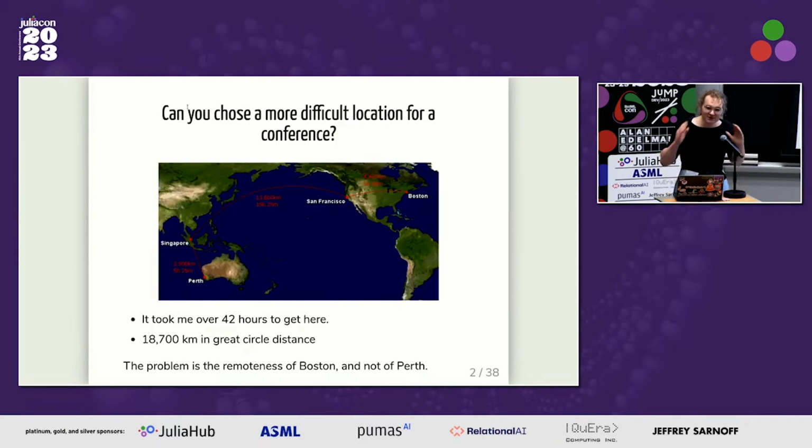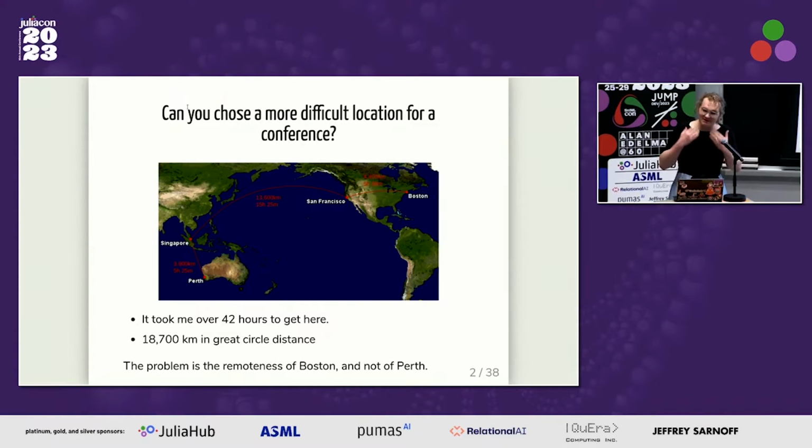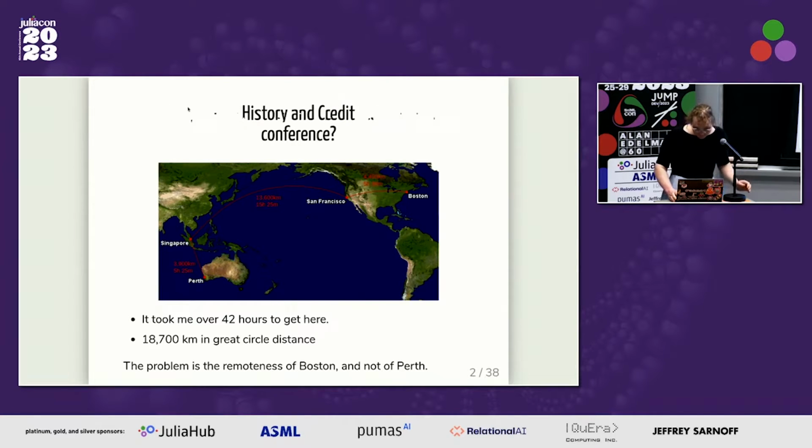Before I start, can you choose a more difficult and remote location for a conference? It's literally the opposite side of the world from places that are good, like Perth. Yeah, it took me a casual 42 hours to get here. It's about 170 degrees around the circle. So yeah, you could have gone a few hundred Ks worse if you really tried. But yeah, next time I suggest Australia, maybe New Zealand, good countries.